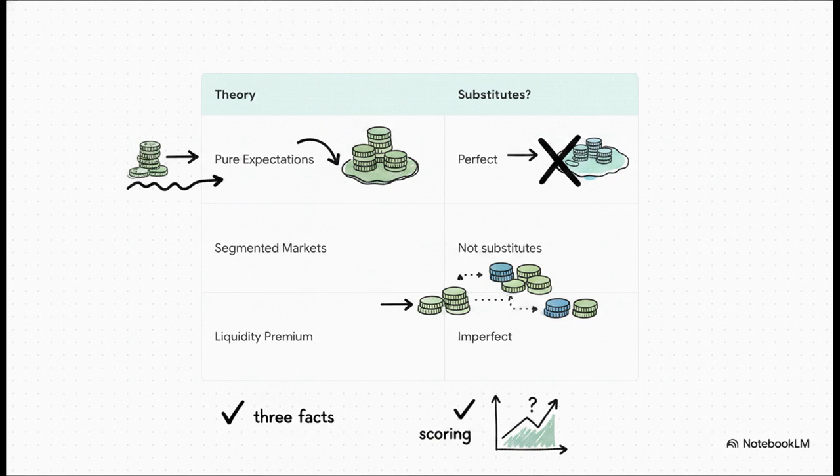The segmented markets theory takes the exact opposite extreme. It argues they are not substitutes at all, and that short-term and long-term bonds exist in completely separate, isolated markets. Finally, the liquidity premium theory sits right in the middle, assuming they are substitutes, but only imperfectly. Let's see how they actually score against our three facts.